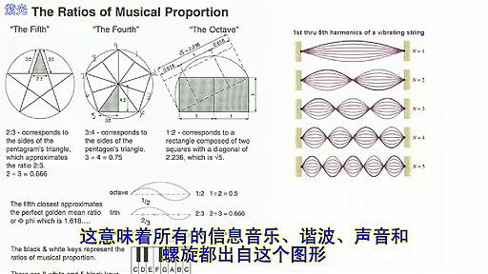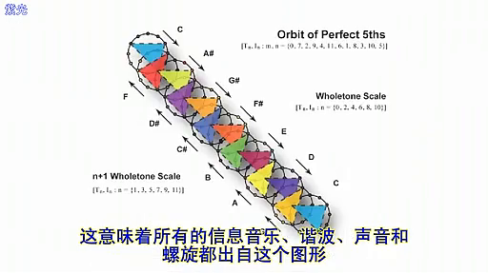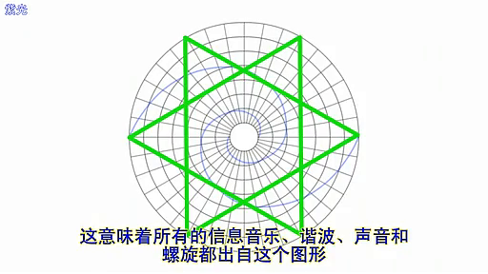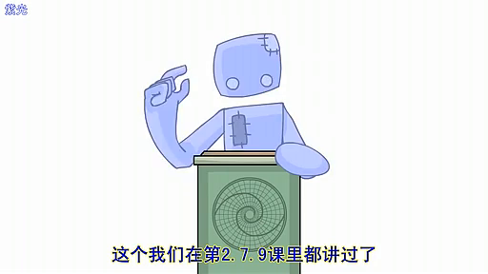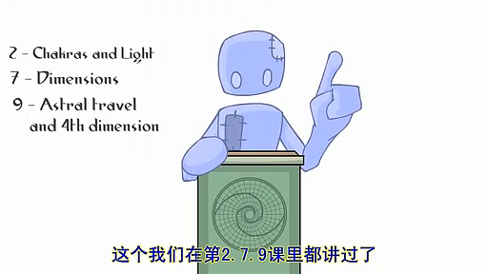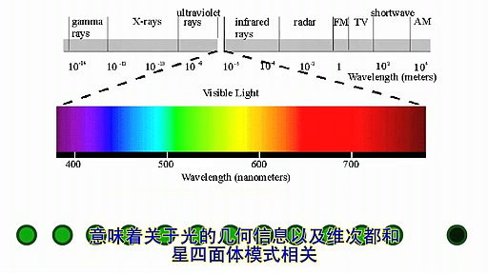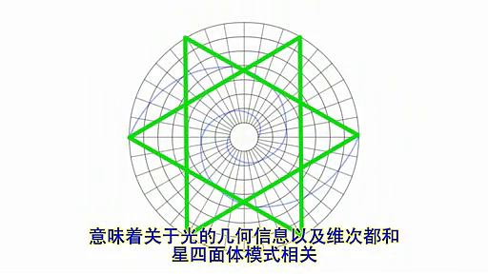What this means is that all of the information of music, harmonics, sound, and spirals come out of this image. Not only that, but light and the dimensional levels work in the same way as harmonics, which we've already discussed in Lesson 2, 7, and 9. Meaning that the geometric information about light and dimensions are also related to this star tetrahedron pattern.